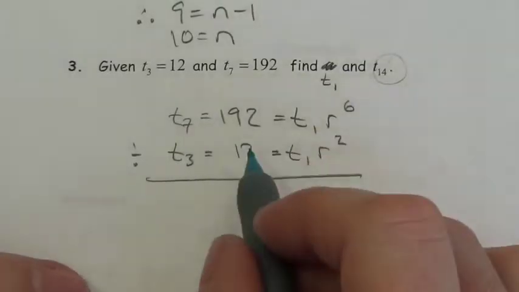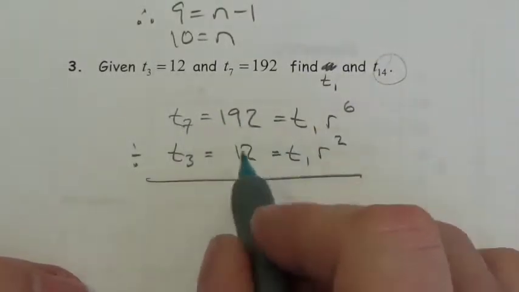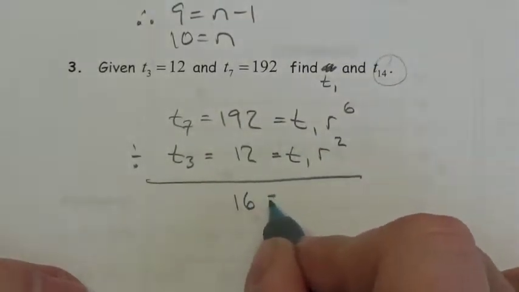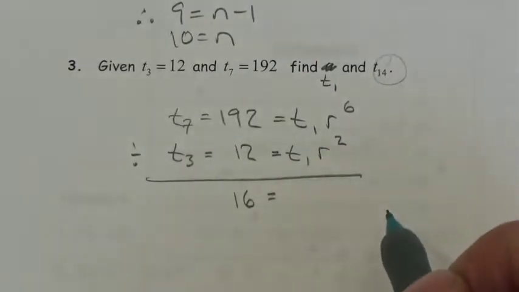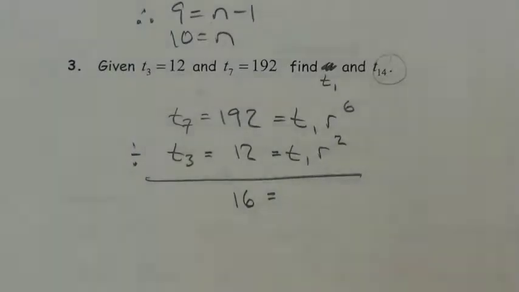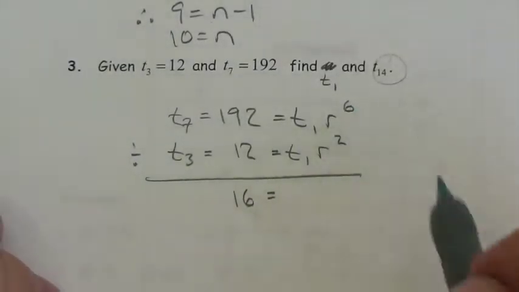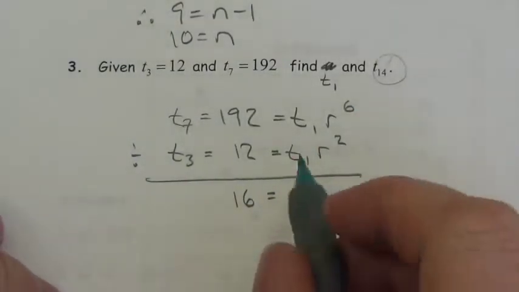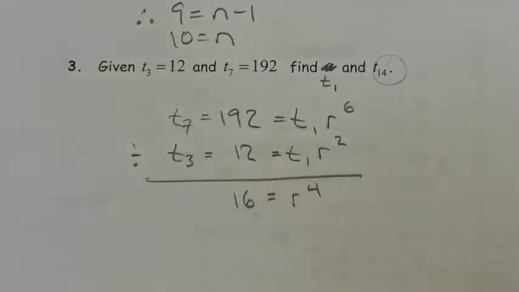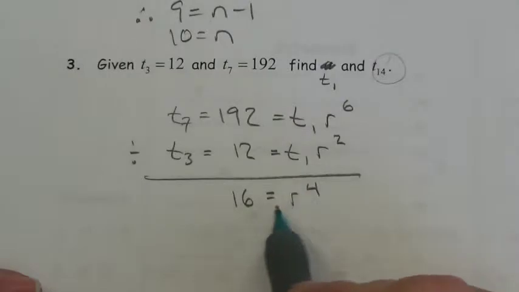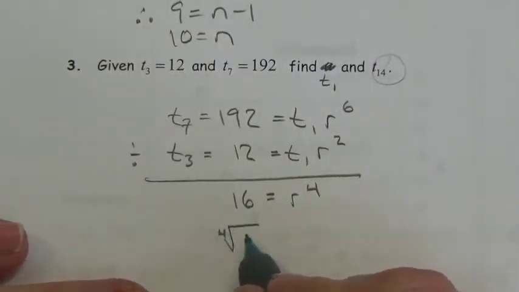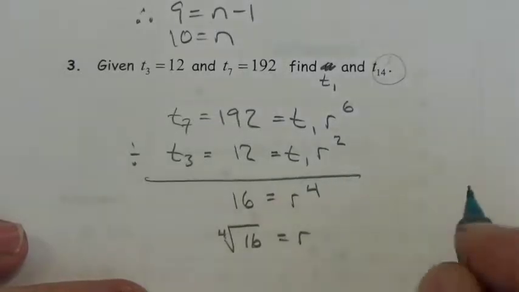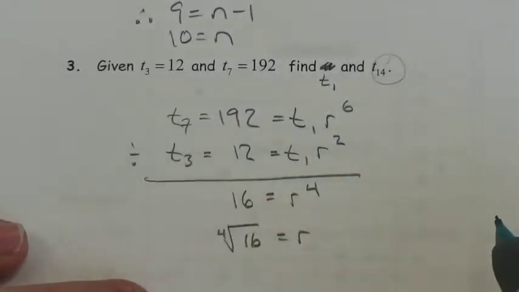So on the left-hand side here, this 192 divided by 12, well, it turns out that's 16. Now, T1 divided by T1 is 1. That's wonderful. R to the 6th divided by R squared is R to the 4th. Fantastic. Now, in order for me to figure out what r is, I simply have to take the fourth root of both sides of this equation. Now, I already know that's going to get me r here.